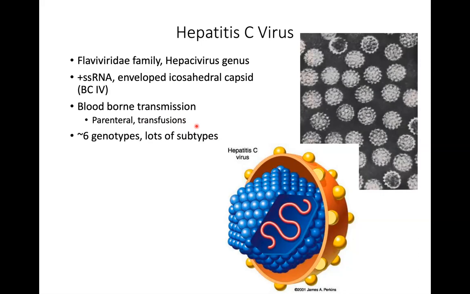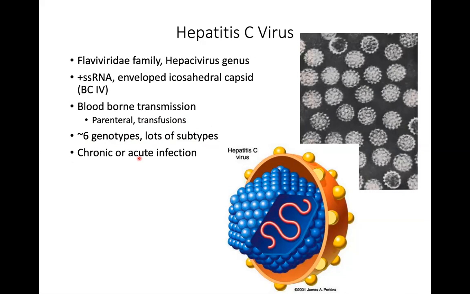For hepatitis C, there are 6 different genotypes, so like 6 different strains, and then lots of subtypes within those strains. So it's not a uniform type of infection or virus. There are a few different types that fall into it. And they can establish a chronic or acute infection.